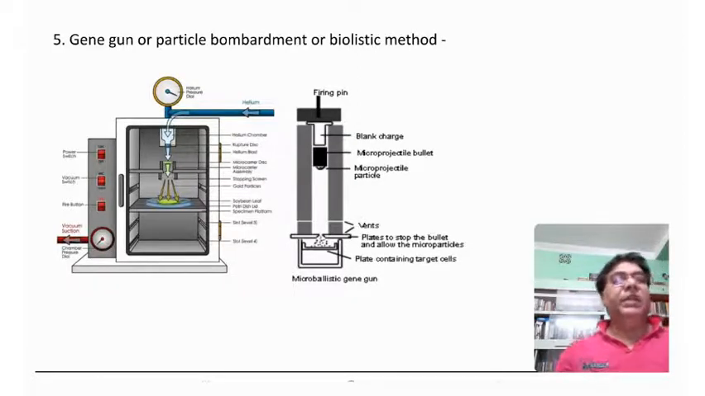After that comes the selection process: you have to revive those cells which have taken the DNA and are alive enough, and then you can go for an antibiotic resistance screening process. So these are the methods of gene transfer in bacteria, plants and animals.